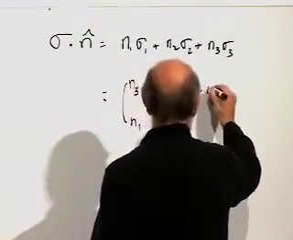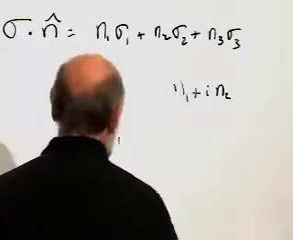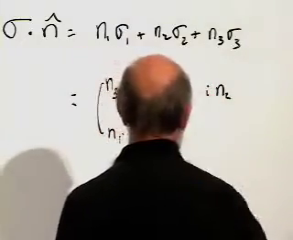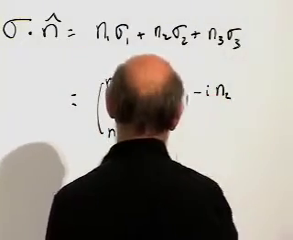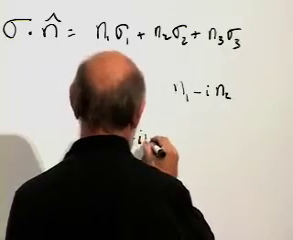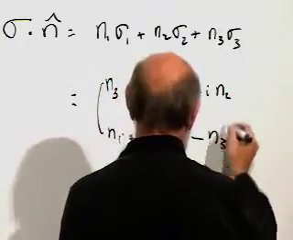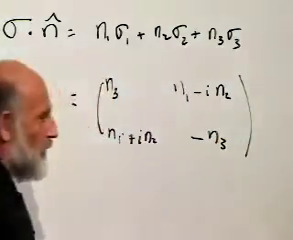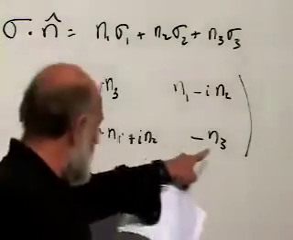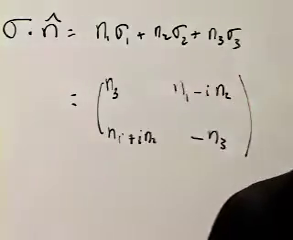n1 plus i n2. And then down here it would be n1, no, sorry, minus i n2. And here it would be n1 minus plus i n2. And then minus n3 over here. Notice that it's Hermitian. The diagonal elements are real. The off-diagonal elements are complex conjugates of each other. That makes it Hermitian.